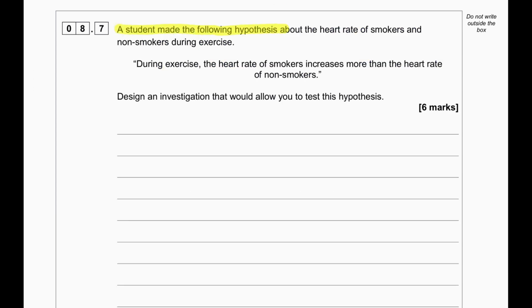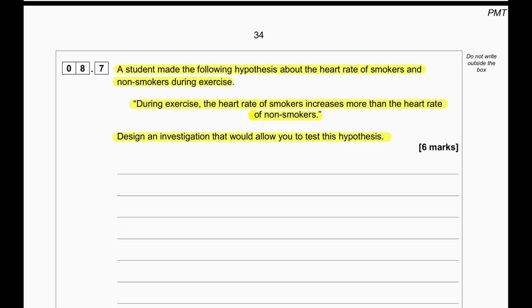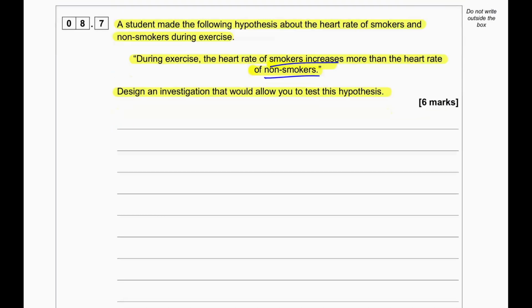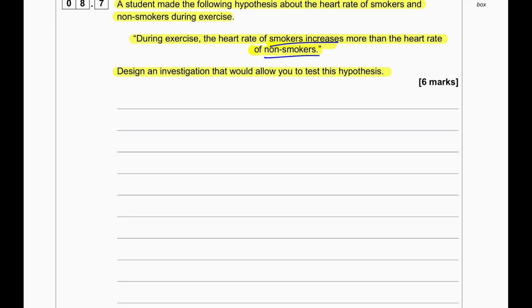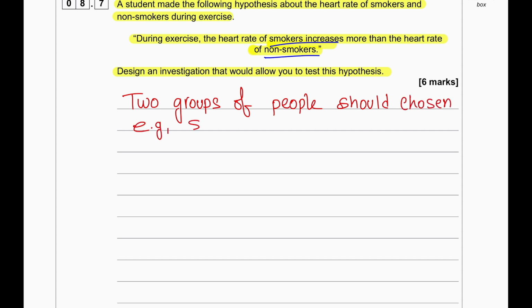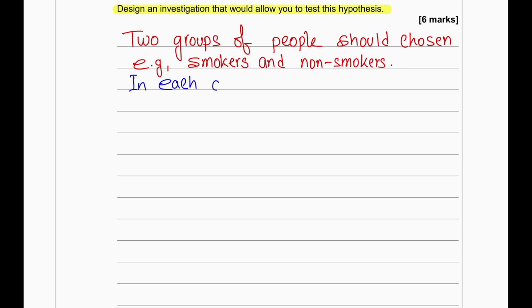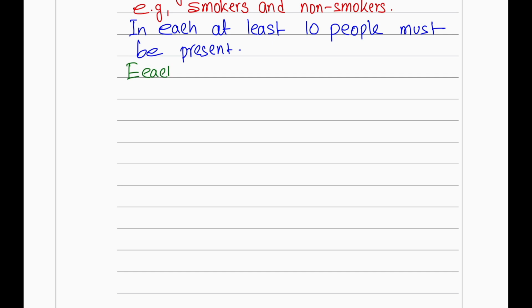A student made the following hypothesis about the heart rate of smokers and non-smokers during exercise. During exercise, the heart rate of smokers increases more than the heart rate of non-smokers. Design an investigation that would allow you to test this hypothesis. To test a hypothesis, we require a group of smokers and a group of non-smokers. So we can take two groups of people, one of non-smokers and one of smokers, with at least 5 to 10 people in each group, and then we will give both groups a particular exercise to do. For example, walking on the treadmill at 5 km per hour.